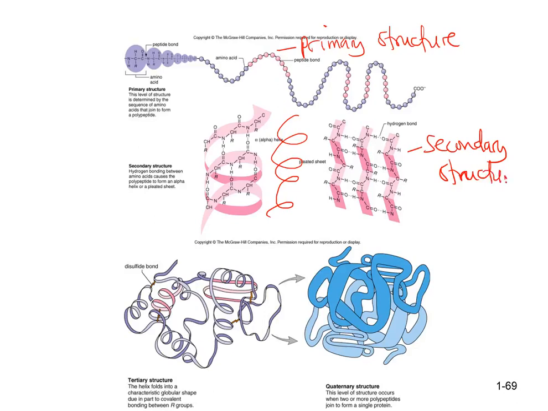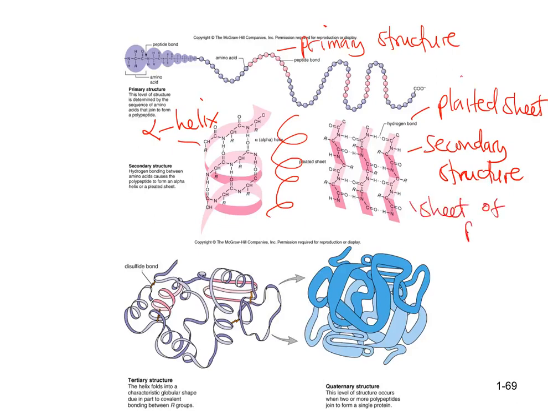of protein. So the secondary structures, there are two of them. There is an alpha helix. The alpha helix is the one that coils, and there is the plated sheet. The plated sheet is like a sheet of paper. So that's another structure. So we have two secondary structures.